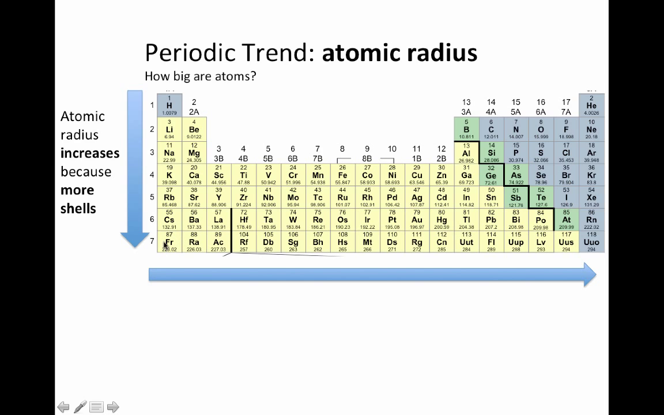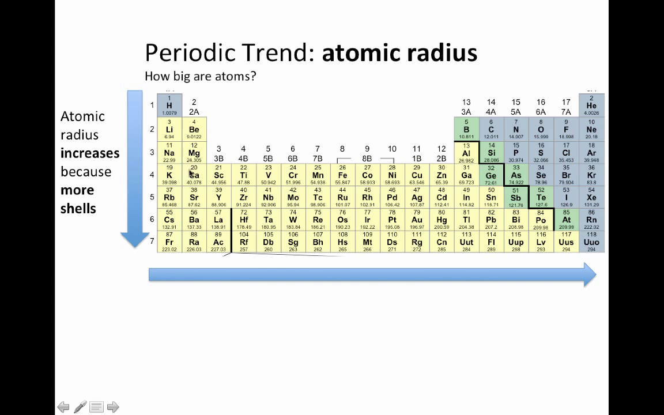What about if we go from left to right? So for example, going from potassium across to krypton. Now we're in the same shell the whole time. You might think that it gets bigger and bigger because we're adding more and more electrons, and electrons repel each other. But on the other hand, there's more and more protons. You can see we go from 19 on up to 36.